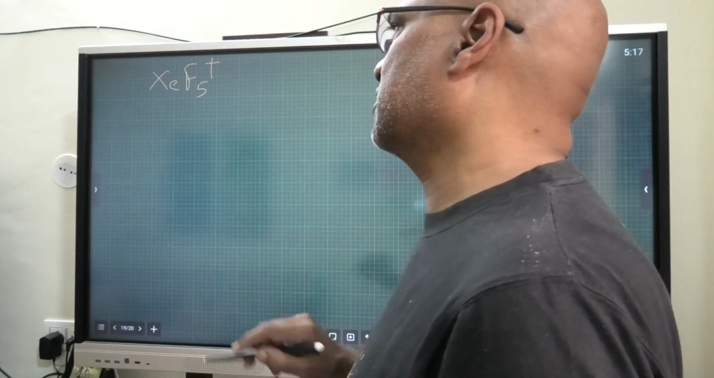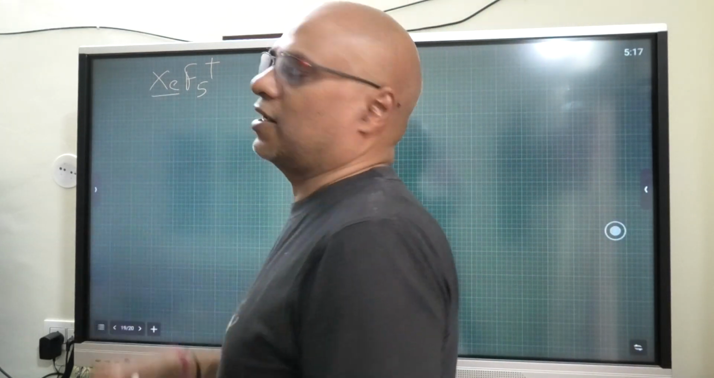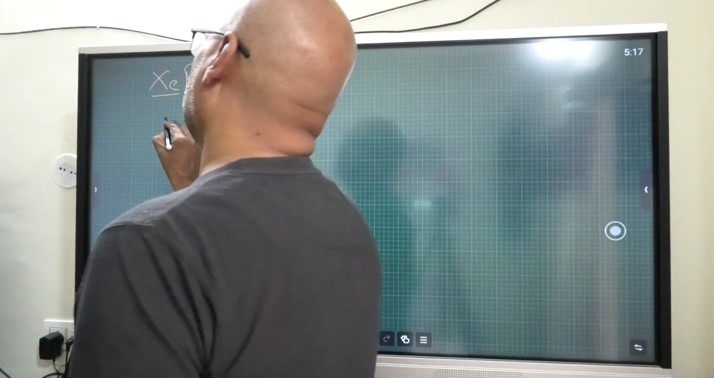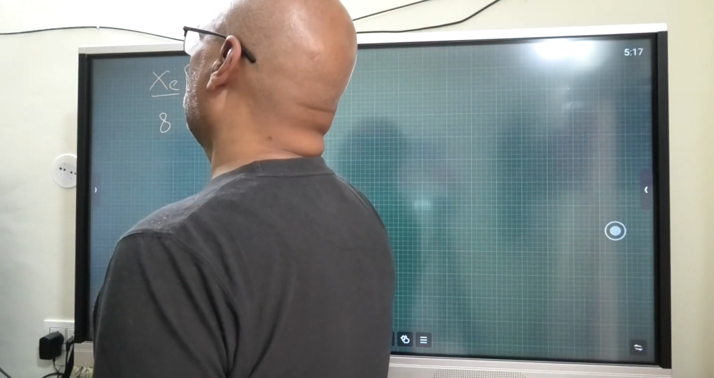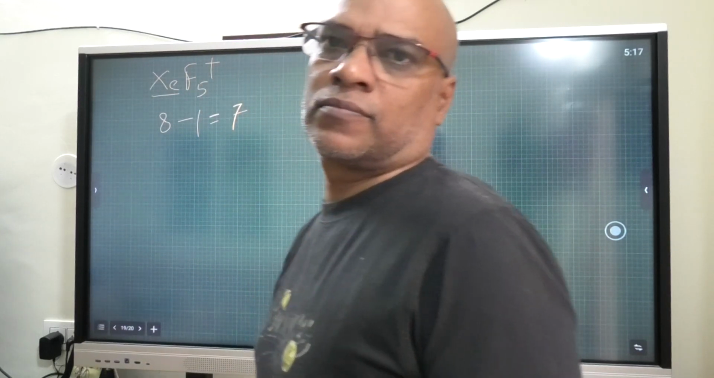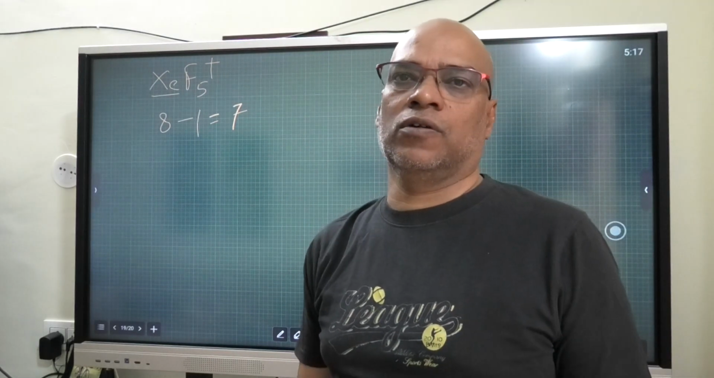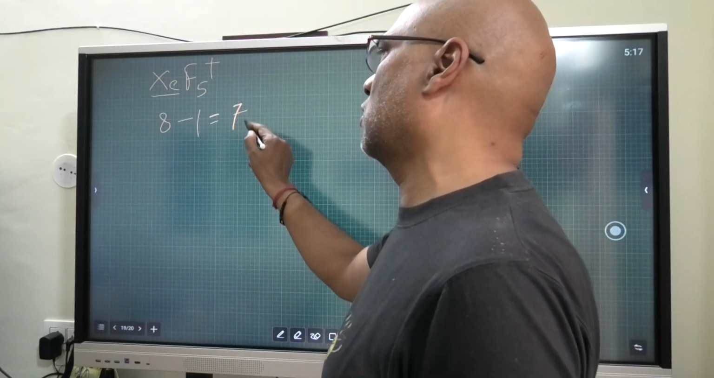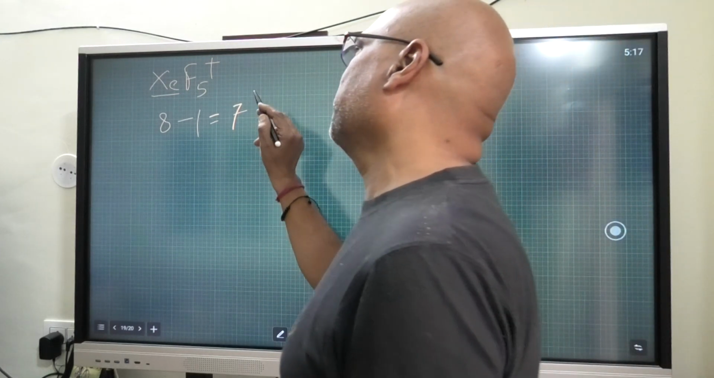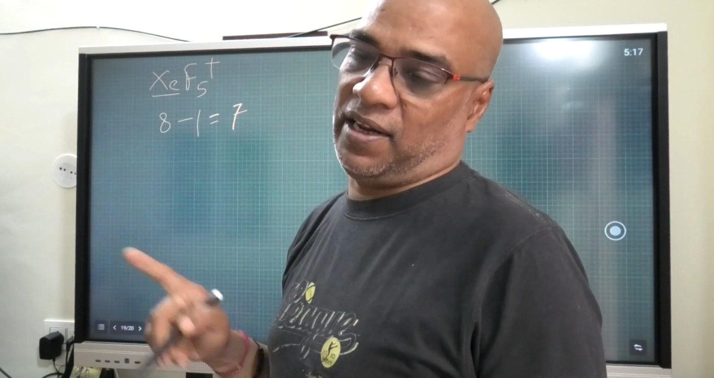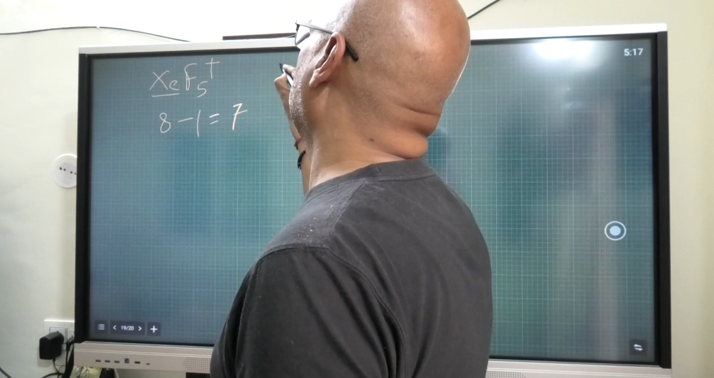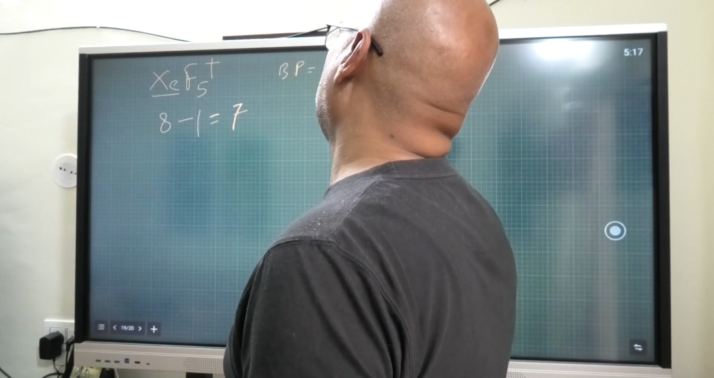In order to decide the steric number, we have to use the valence electrons of the central atom, that is xenon, the least electronegative obviously. So the valence electrons of xenon are 8. Due to the positive charge, 1 is lost, so the remaining is 7. Understood? Out of 7, 5 will be consumed by fluorine, because each fluorine requires 1 electron to complete its octet. So there will be 5 bond pairs.